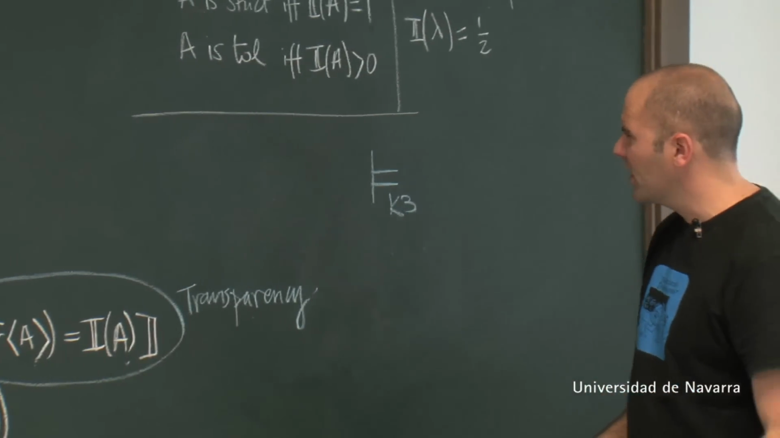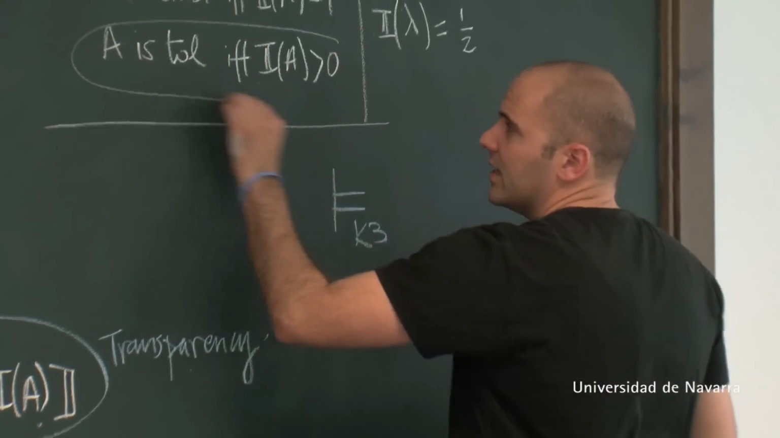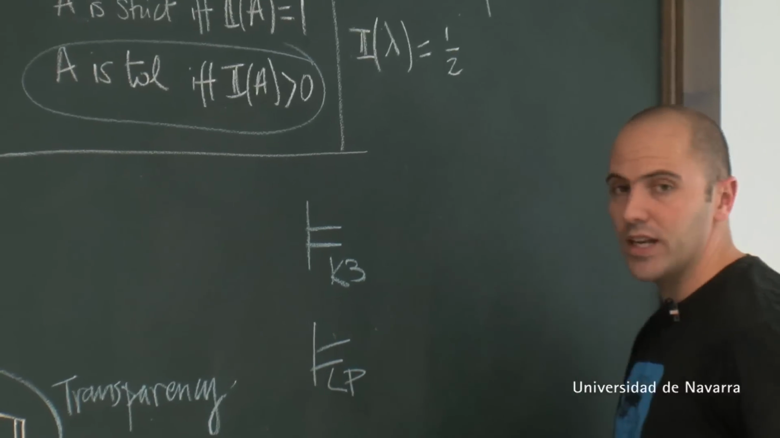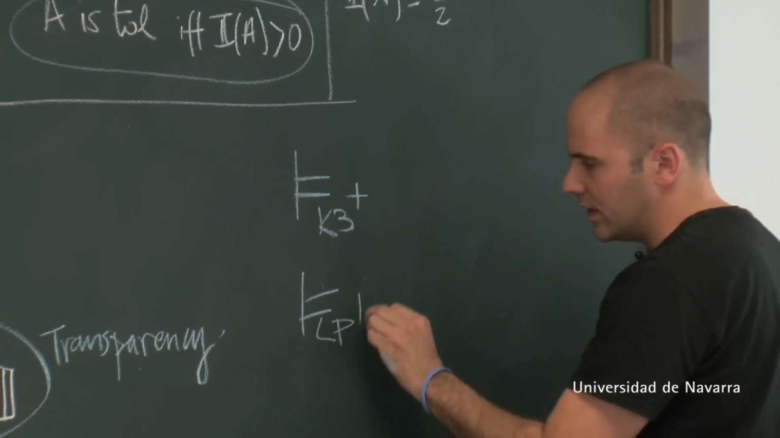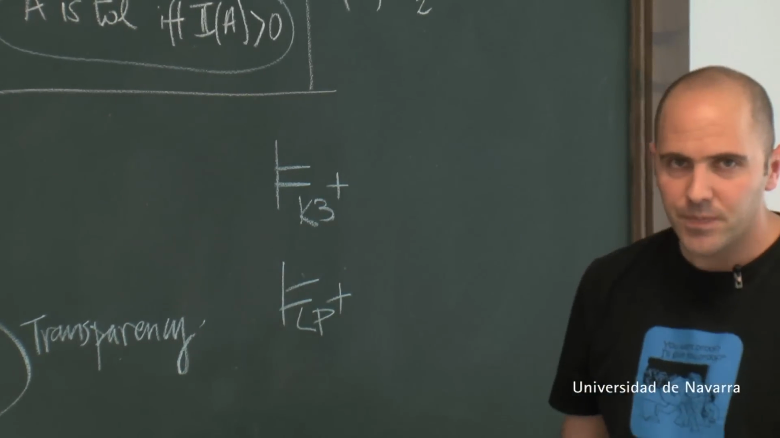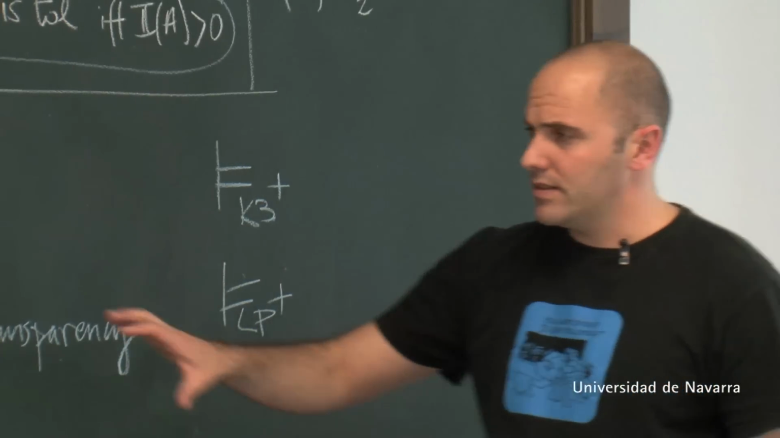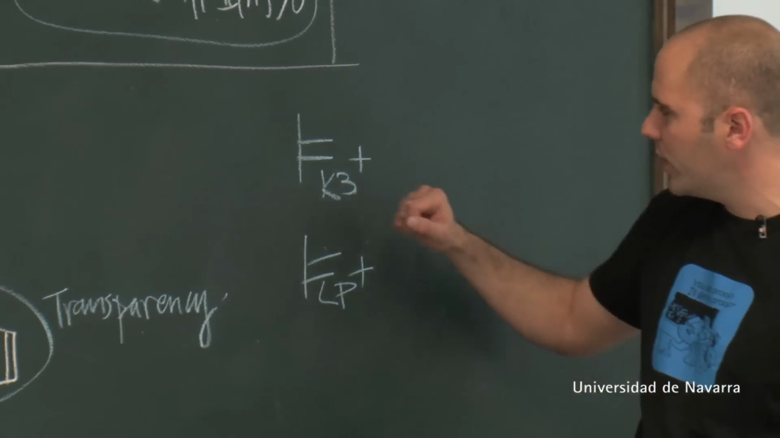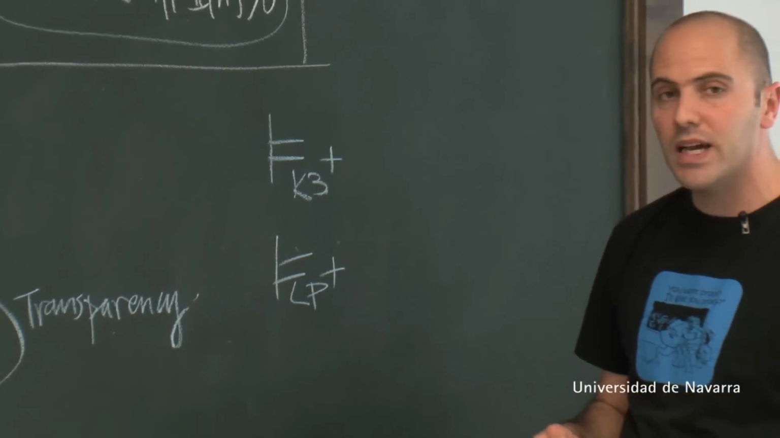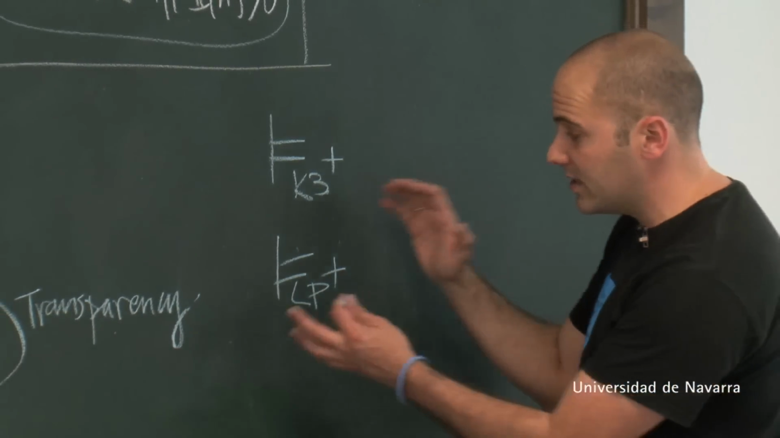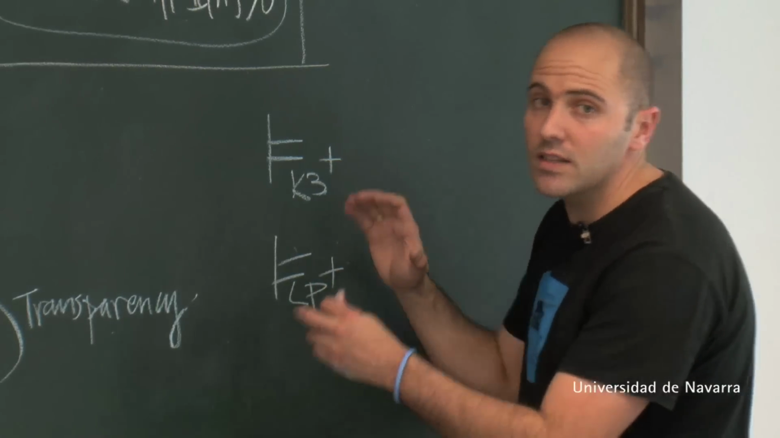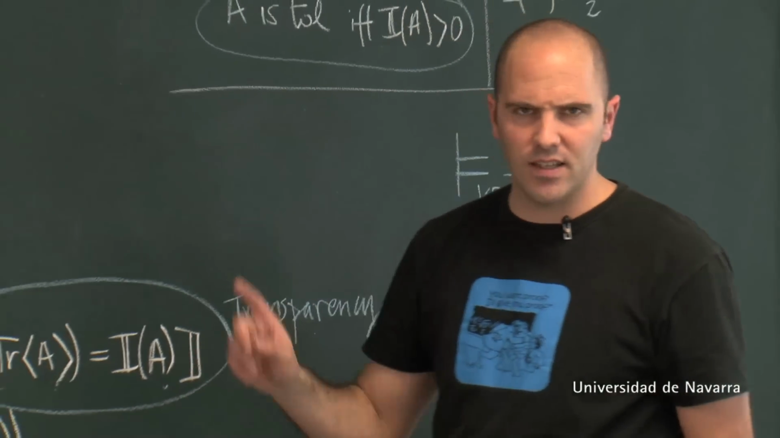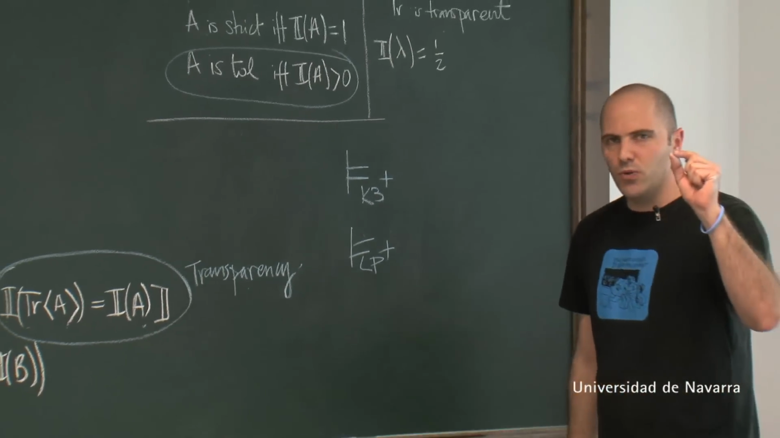If we take tolerant truth and define logical consequence accordingly, we can call this, not to confuse it with the logical consequence not having to do with a transparent truth predicate, K3 plus and LP plus. So this is a version of the LP logic for a language containing a truth predicate, liar sentences, and all that. Just a small remark.